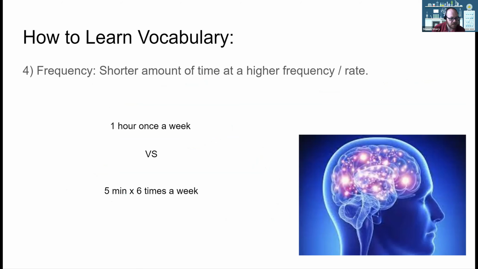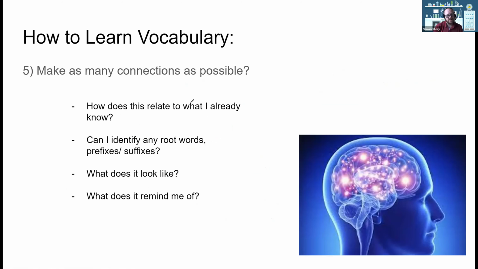And tip number 5, make as many connections as possible. That's how your brain works. Your brain is literally what's called a neural network. It is just connections, right? It's these cells, these neurons connected to each other. And every time you learn something, you're just making these connections back and forth, back and forth, back and forth, right? And the more connections you can make, the more you can relate it to other things you know, the more you'll learn it. So asking these questions, how does this relate to what I already know?